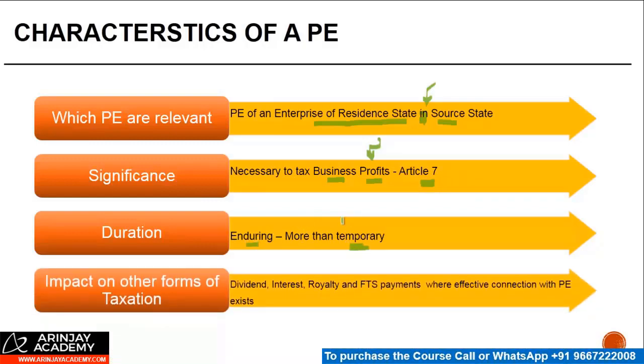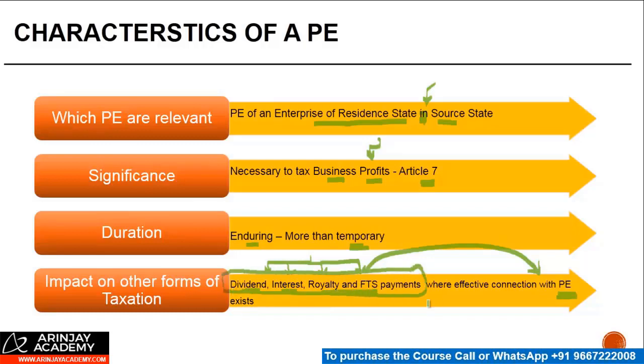Impact on other forms of taxation. Now, dividend, interest, royalty, FTS. For all of them, you have separate articles where the taxation works for them independently, Articles 10, 11, 12. But if there is a PE, and these are effectively connected to a PE, then many treaties provide that the taxation of these items will not be done under their respective article, but it will be done under Article 7 read with Article 5, if there is a PE that the non-resident has and these payments are effectively connected to that PE.